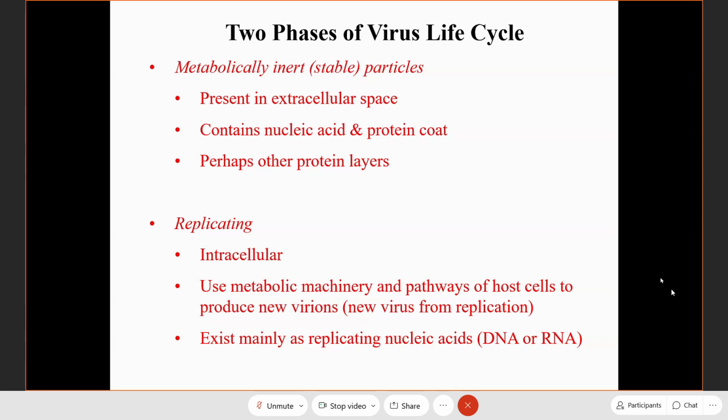One is to synthesize new DNA or new RNA. That's number one. And the other step, at the same time, is to synthesize new proteins for the virus. You can imagine that. Two pathways there: one to produce new DNA or RNA, the other pathway is to produce proteins for the virus. Okay?